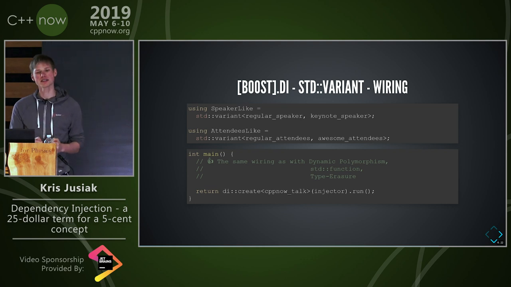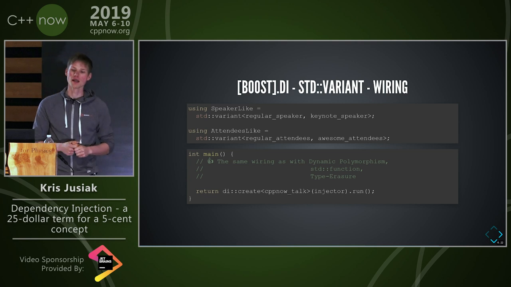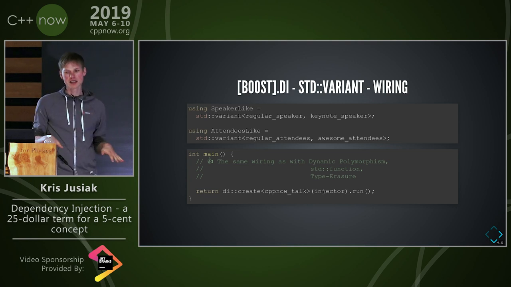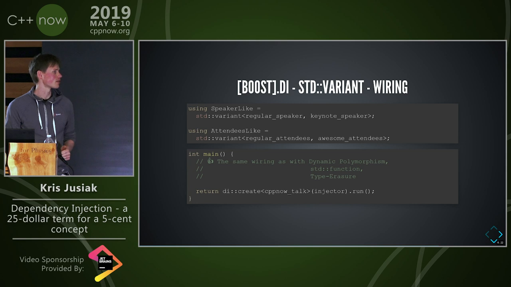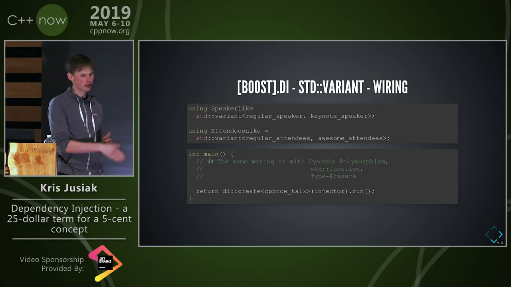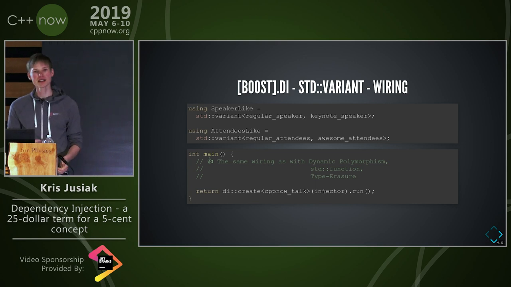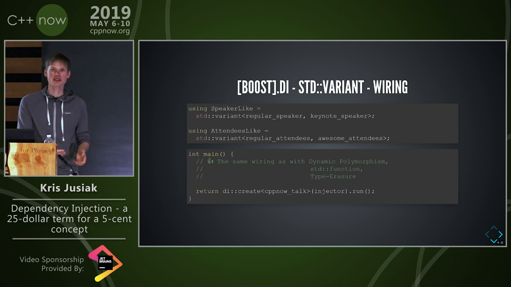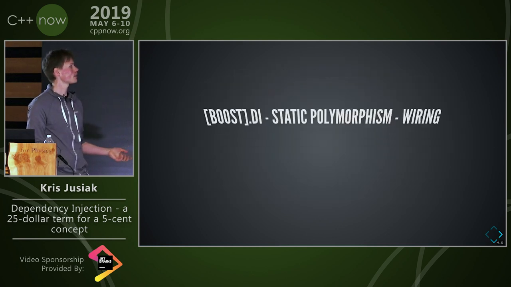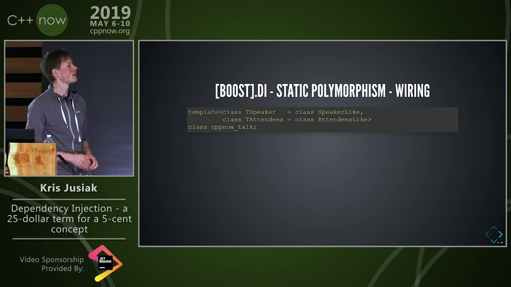And that's really a declarative way of thinking. And that's really good, because DI will deduce everything around and just make it happen for us. And if we switch from variant to function, it doesn't matter. It will just create it for us. And that's good. What about templates?